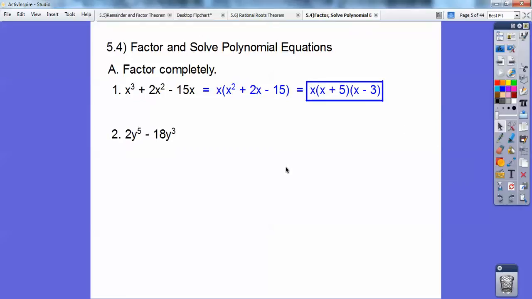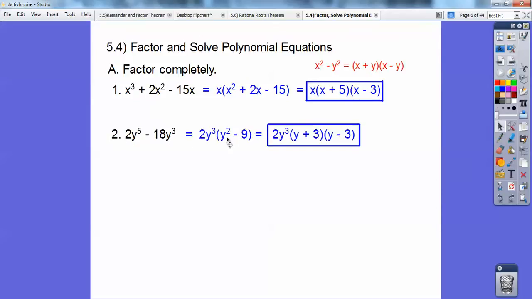Same on this one. We're going to GCF out. I can pull a 2 out of both of those, and the smallest group of y's I can pull out is y cubed. So I'm going to pull a 2y cubed out of both of those. And then what happens is I have a difference of squares. Remember, a difference of squares factors to x plus y times x minus y. So there's my GCF, and then I have y plus 3 times y minus 3.